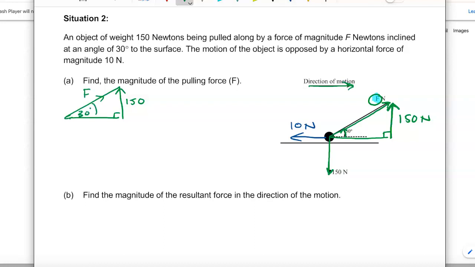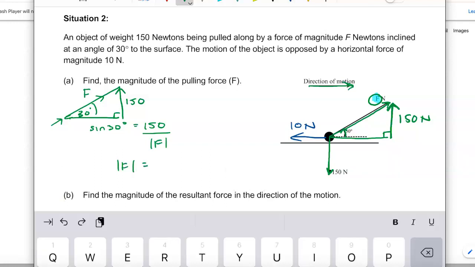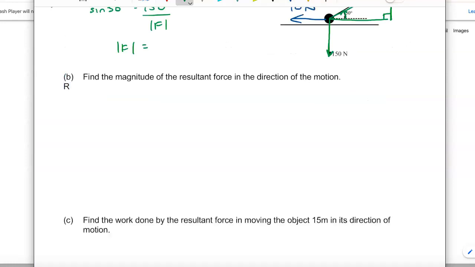So once again, we have a right-angled triangle. We can now find the magnitude of that force. In this case, we're going to use sine, because sine of 30 degrees is the opposite over the hypotenuse, the magnitude of that force. So the magnitude of the force is going to be 150 divided by the sine of 30, which is going to give us 150 divided by a half, which is 300 newtons.